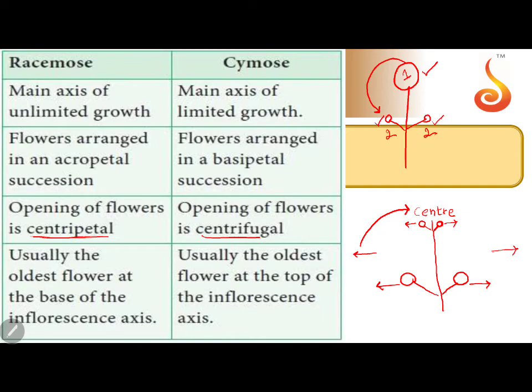Centripetal is from periphery to center. Centrifugal is first center, then periphery. You can easily remember: cymose, central flower first; racemose, central flower last. This is the pattern of opening of flowers in these inflorescences. Oldest flower at the base, oldest flower at the top. So is the development. Wherever we have the oldest flower, from there the opening starts, as they mature first is the point.